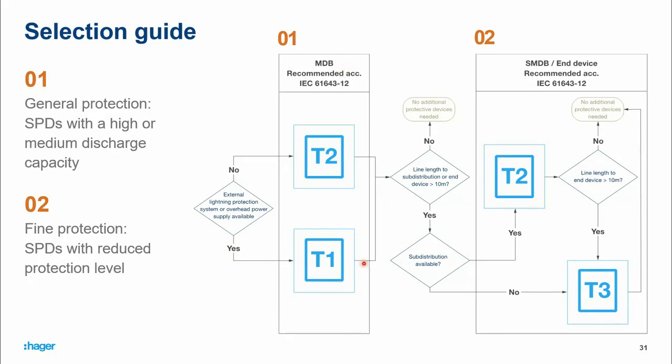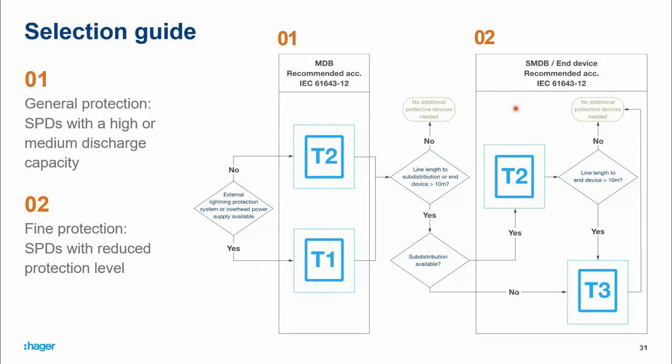Now let's go ahead and answer the next question. Is the line length to the sub-distribution board or end device greater than 10 meters? As we know, Burj Khalifa is a huge monument, I would call it, and it will have sub-distribution boards which are obviously more than 10 meters in length. So I say yes, and a sub-distribution board is available. Yes, it is. Then I land at the type 2 SPD.